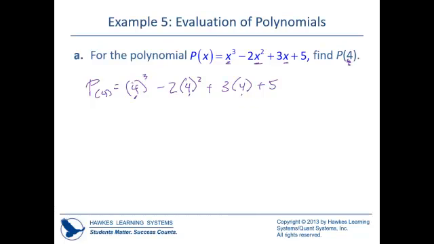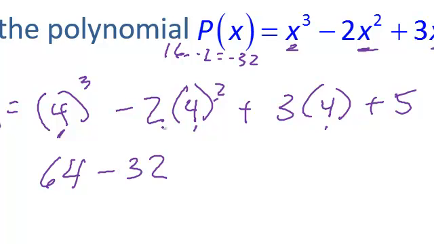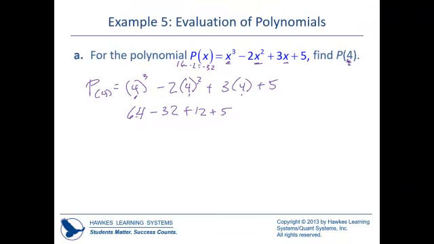And so 4 cubed, 4 times 4 times 4, is 64. Now, remember with our order of operations, we look at exponential values first. So 4 squared is 16 times a negative 2 would be a negative 32. So 3 times 4, positive 12, plus 5, bringing up the rear. Now remember, with our order of operations, we have subtraction and addition at the lowest level, and we just work from left to right.